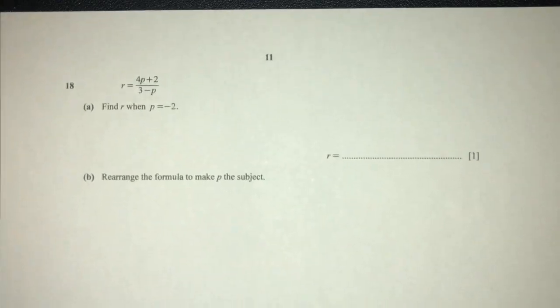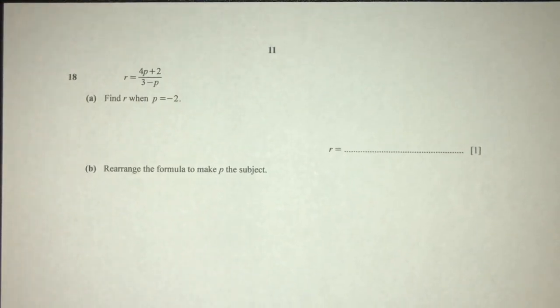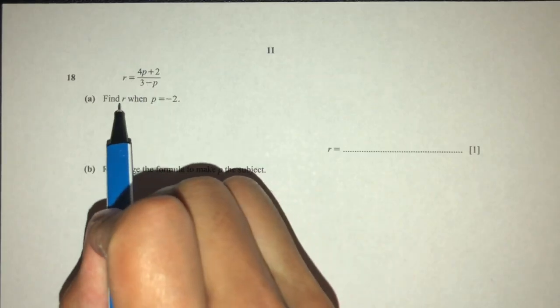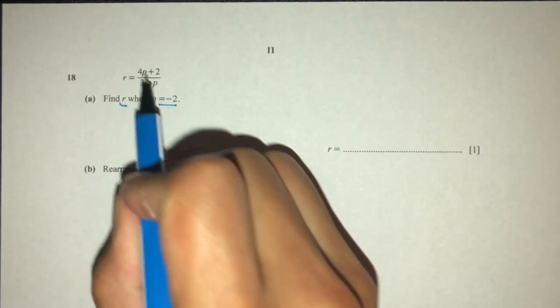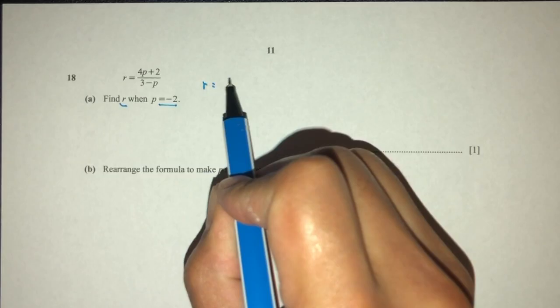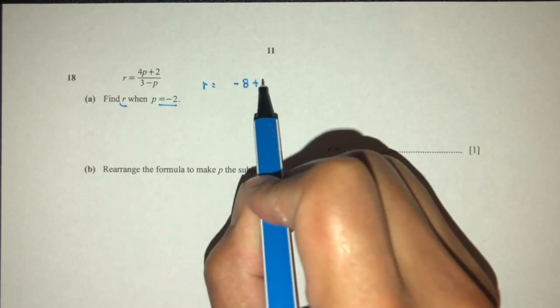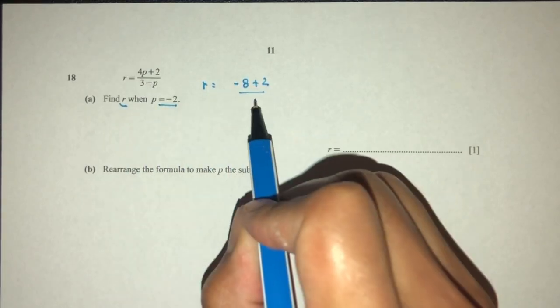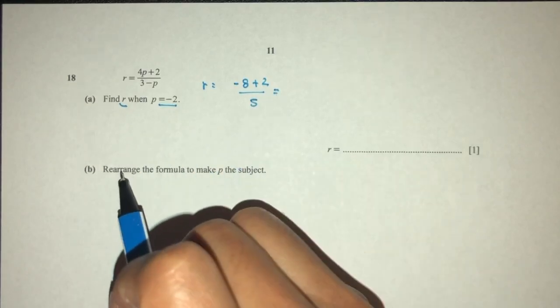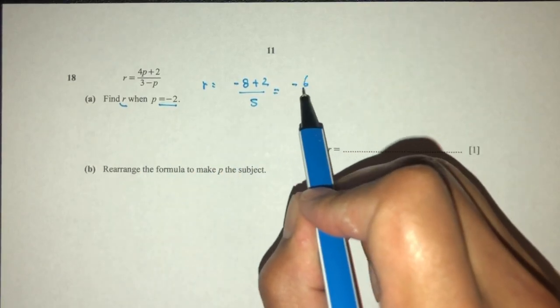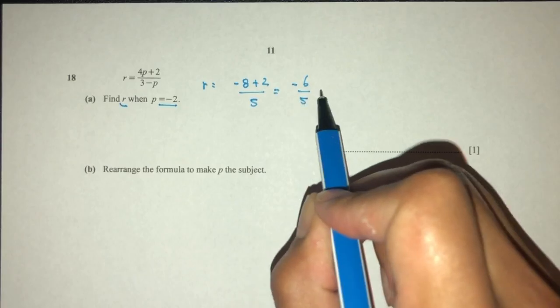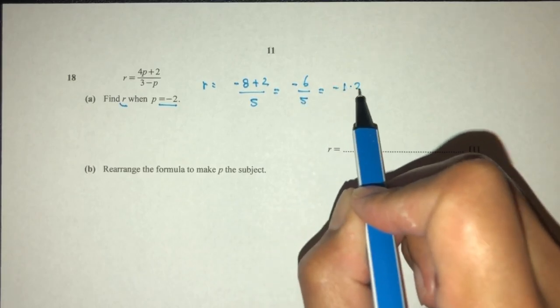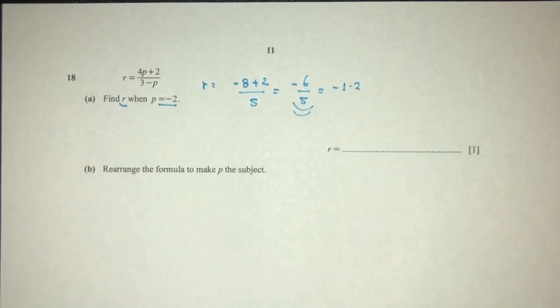Now let's move on to question number 18. So here we have r is equal to this. We have to find the value of r when p is this. So pretty easy, replace p in this. So r will be 4 times p, which is minus 8, plus 2, over 3 minus minus 2, which will be 5. Your answer will be minus 6 divided by 5. That will be minus 1.2. Or you can leave this as your answer as well. No big deal. Minus 6 over 5.